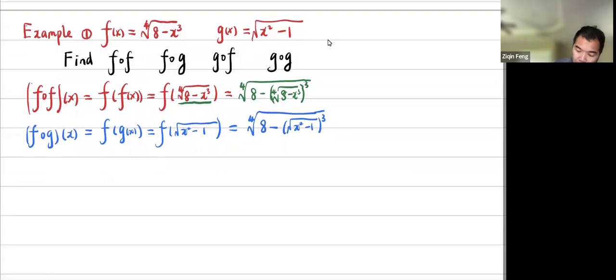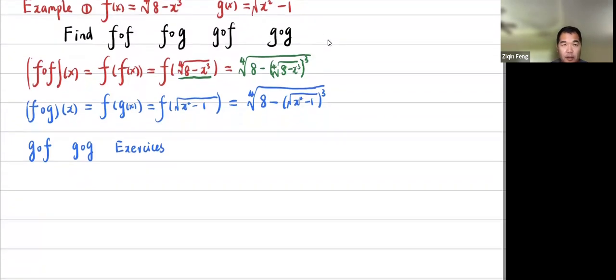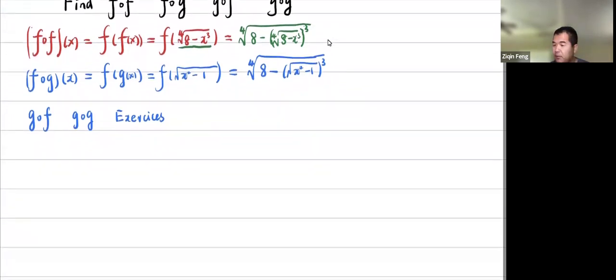So for the other two, g composed with f and g circle g, I will leave them as two exercises, and you can finish them by yourself. And now let's see another example.